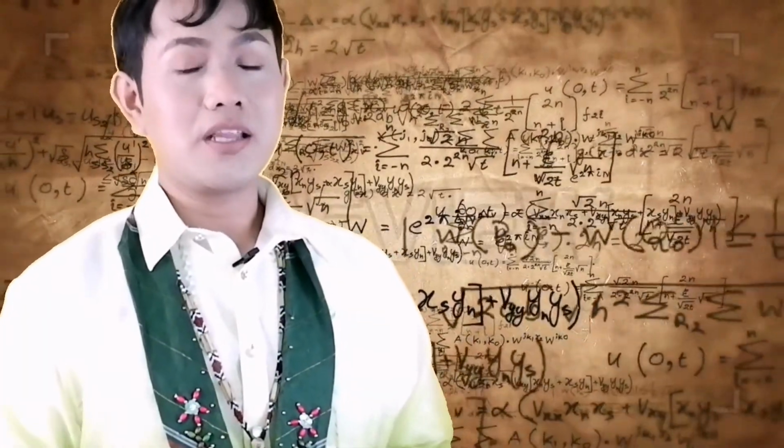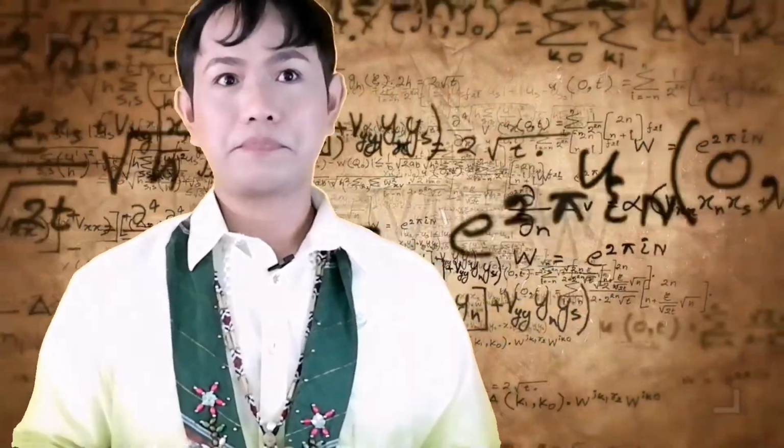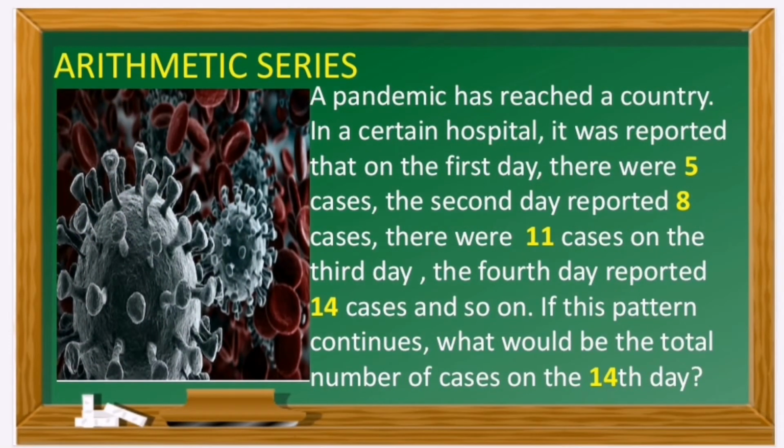The next question that I would like you to answer would be, a pandemic has reached a country, such as the COVID-19 situation that we are all in today. In a certain hospital, it was reported that on the first day, there were 5 cases. The second day reported 8 cases. Third day were 11 cases. Fourth day were 14, and so on. If this pattern continues, how many cases will there be after 14 days?